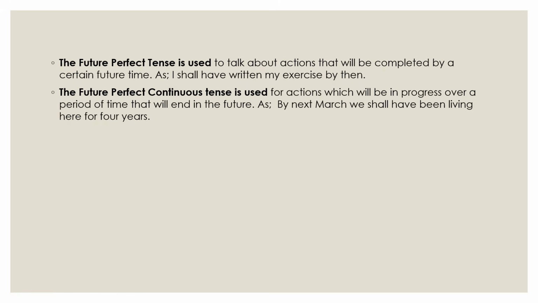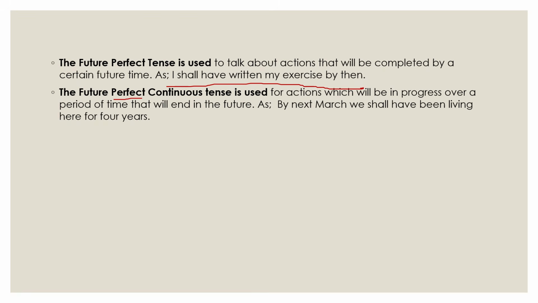Next, future perfect tense. This is used to talk about some action. If you take some point of time in the future, some action will have been completed, okay, certainly. So I shall have written my exercise by then. So by tomorrow morning, I will have completed my workout. That means future perfect tense, okay.